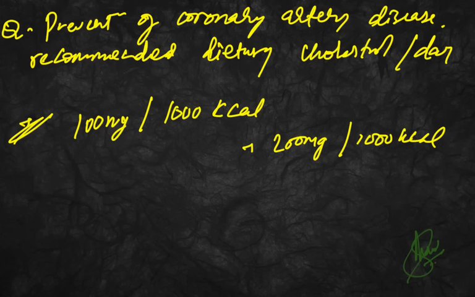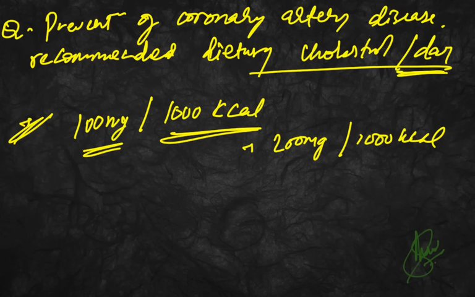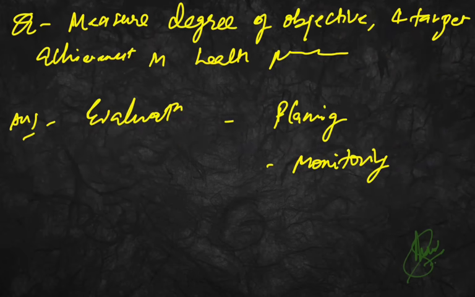Now prevention of coronary artery disease. The recommended dietary cholesterol intake per day should be 100 mg per 1000 kilocalories. One option is this, and the second option is 200 mg per 1000 kilocalories. The answer is 100 mg per 1000 kilocalories.